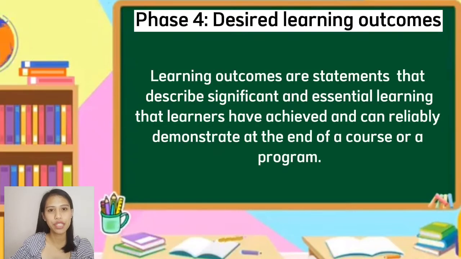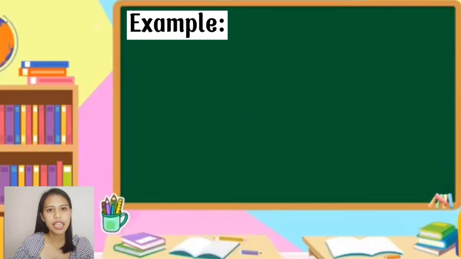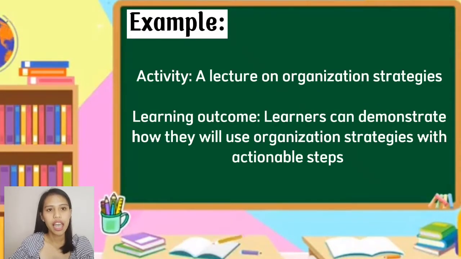Now let's proceed to phase 4, or what we can call desired learning outcomes. Learning outcomes are statements that describe significant and essential learning that learners have achieved and can reliably demonstrate at the end of a course or a program. In other words, learning outcomes identify what the learner will know and be able to do by the end of a course or a program. For example, in an activity, a lecture on organization strategies, its learning outcome is that learners can demonstrate how they will use organizational strategies with actionable steps.